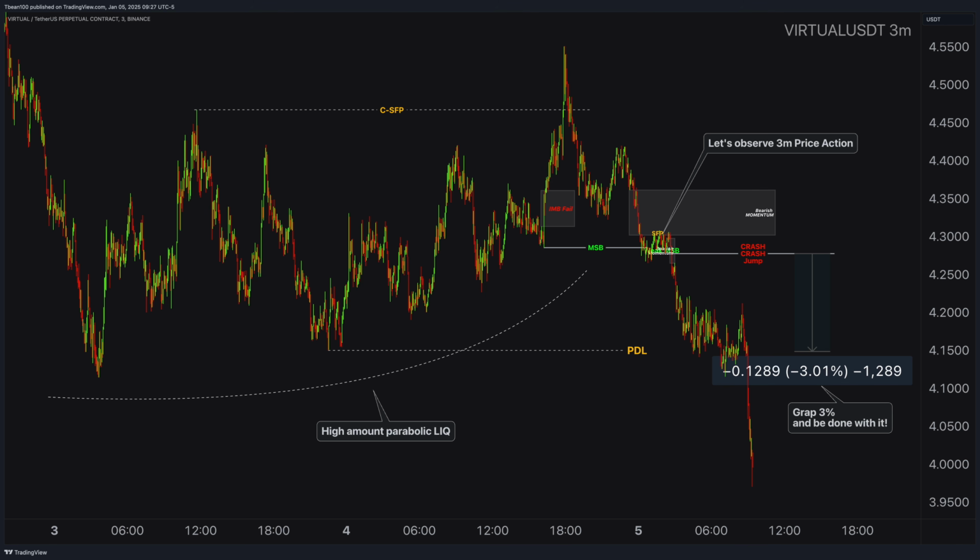Then you just seek a 3 or 4% move, get in and out, be done with your day. Because as day traders, markets are very tricky. We have to get in and out as soon as possible.